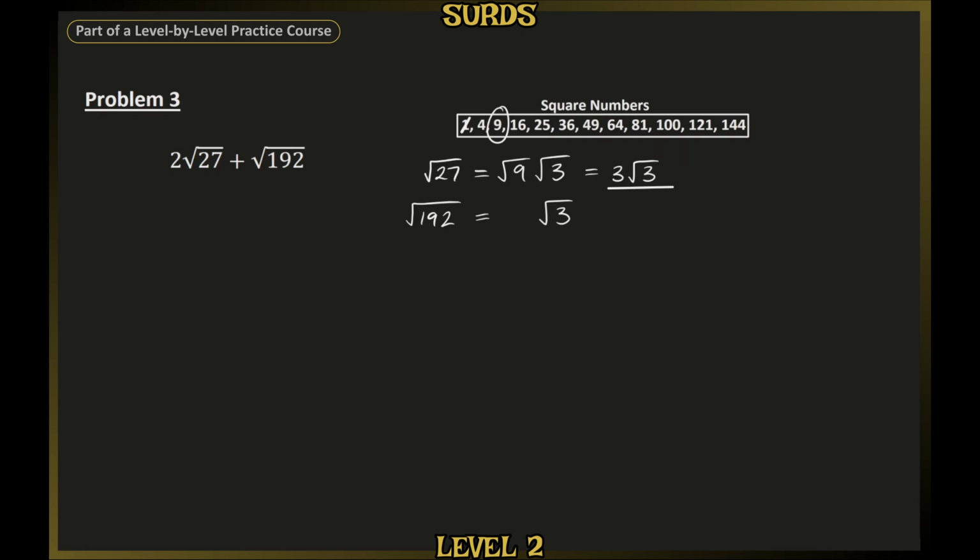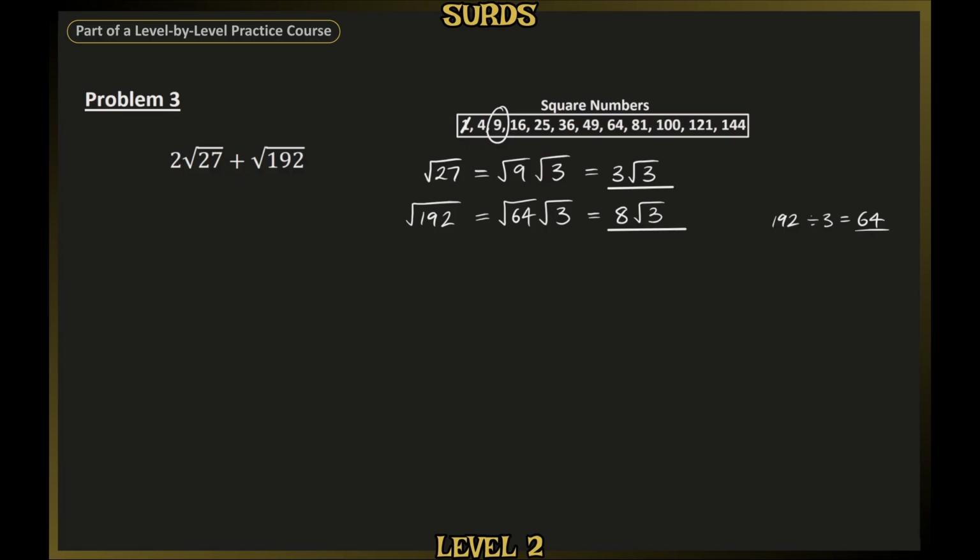So to find the other surd part, we can do 192 divided by 3, and this gives us 64. So we can write this as the square root of 64 times the square root of 3, because 64 times 3 is 192. Now 64 is a square number, so we can square root it, and the square root of 64 is 8, so this becomes 8 root 3.